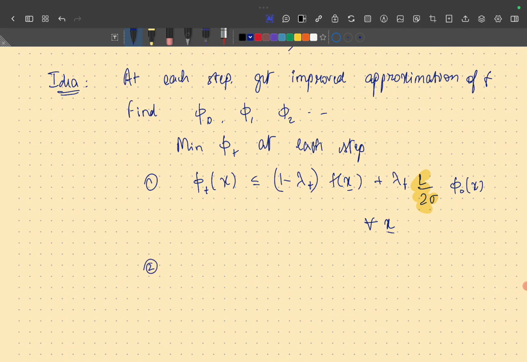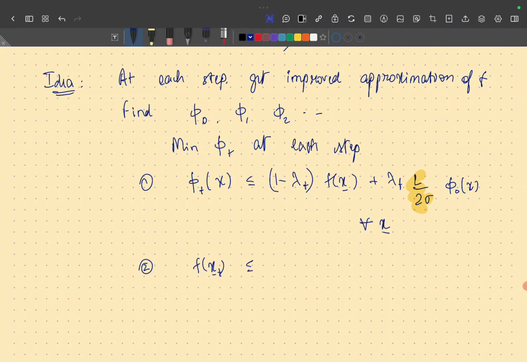Okay, and I also want a good enough lower bound, which is that at every step of the algorithm, I'm not just going to update phi, but also I'm going to update xt. I'm going to get an xt at every step. I want f of xt to be a lower bound on phi t of x for all x.